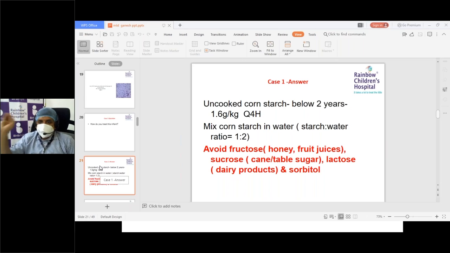And please repeatedly tell the moms that they have to give only uncooked starch. Most of the moms just boil it and make it into a kanji and then give it, where all the glucose polymers are going to be destroyed, and it is going to be a useless therapy. And the second thing is, they should avoid fructose, lactose, and sorbitol, right? So these are all the small things that we should tell the family when we are encountering a child with glycogen storage disorder.